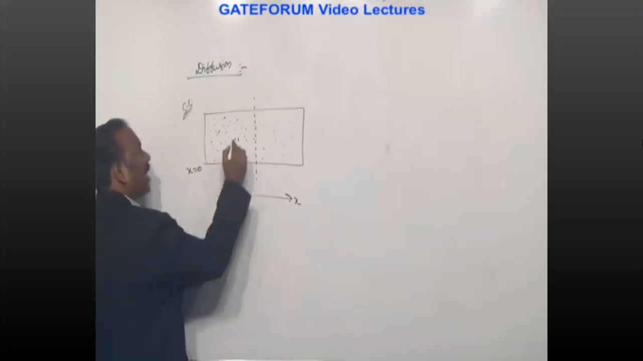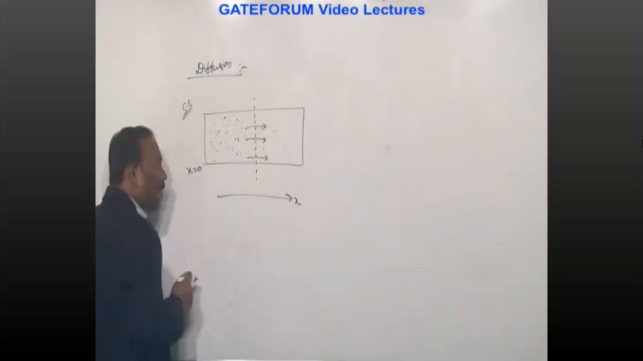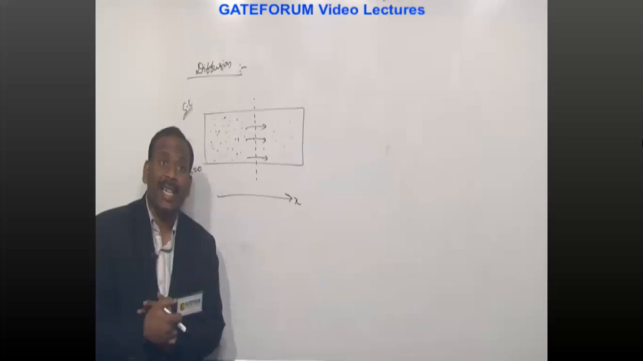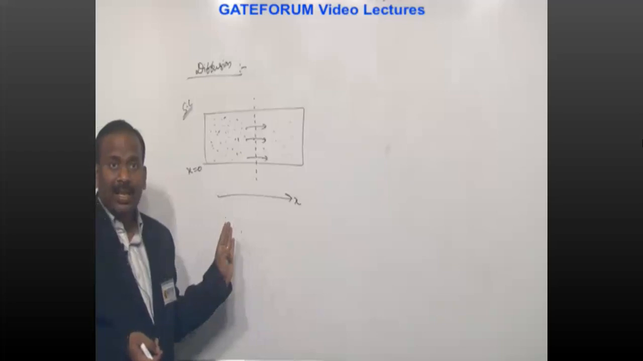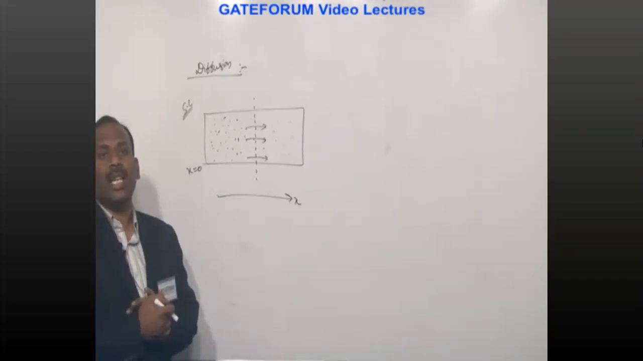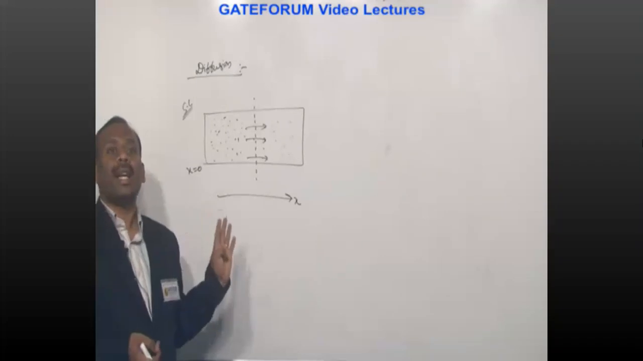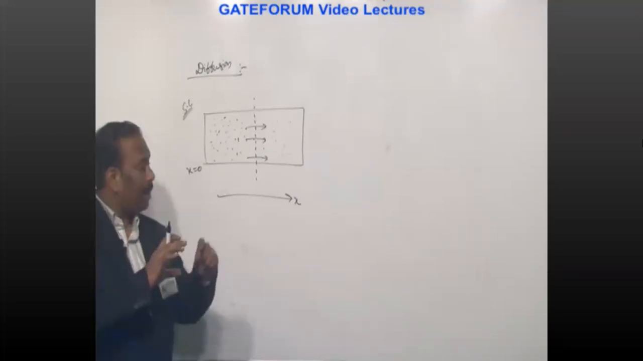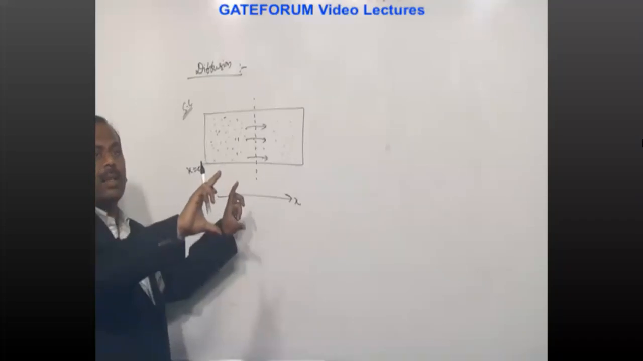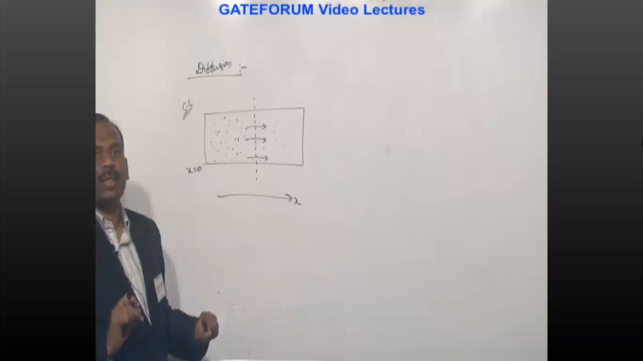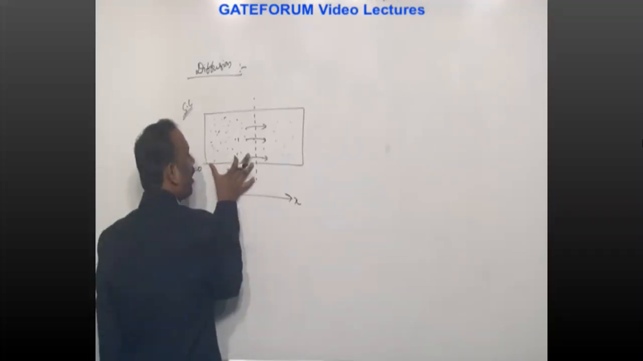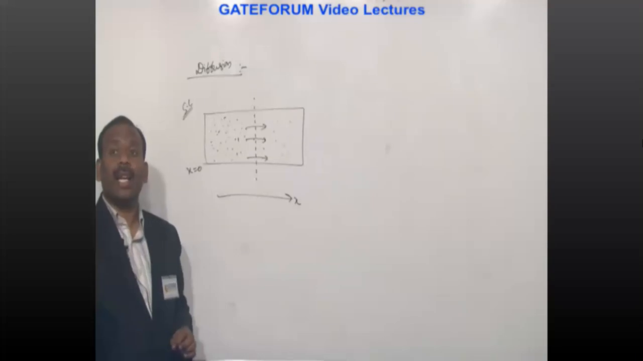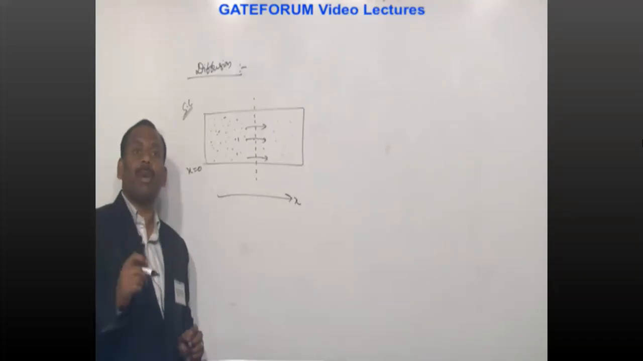immediately there is a movement of charge carriers from high concentration area to low concentration area till equilibrium is reached. If the charge carriers are unevenly distributed, as shown in this figure, with more charge carriers on one side of the imaginary axis and fewer on the other side, then automatically there is a movement of charge carriers from high concentration area to low concentration area till equilibrium is reached. What is meant by equilibrium? That means in the entire semiconductor bar, the charge carriers are equally distributed. Whatever the number of electrons here, the same number of electrons are there too. They are uniformly distributed. That's called equilibrium.